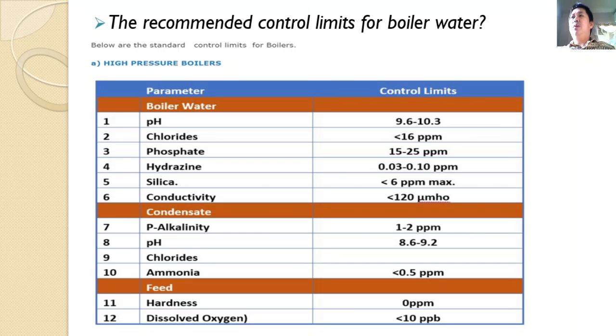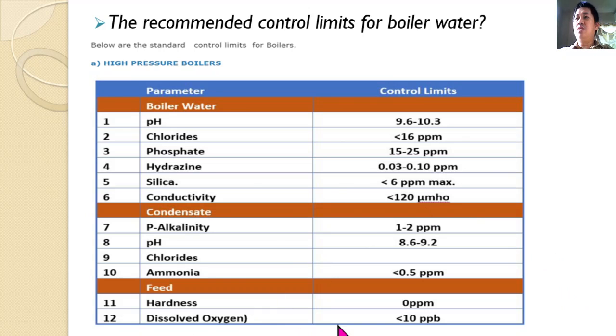So next we have feed water. We have hardness. It should be 0 ppm. So why is the water hard? Hardness needs water treatment, which is a water softener. Before feeding to the boiler, the hardness must be 0. Hardness has a lot of impurities, dissolved solids.